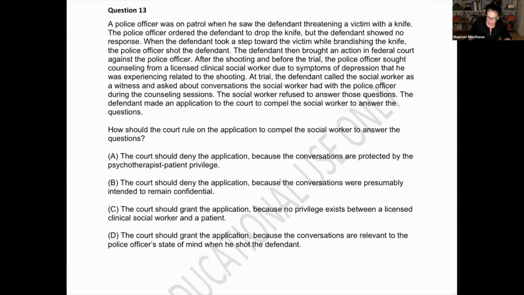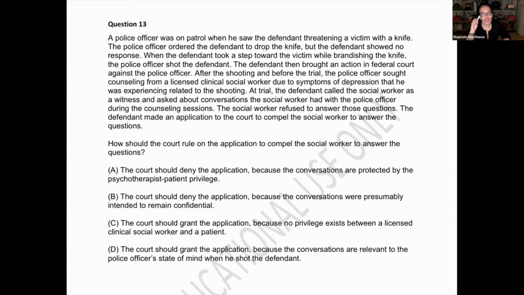How should the court rule on the application to compel the social worker to answer the questions? Social worker here, this one's a little trickier, I think. A police officer was on patrol when he saw the defendant threatening a victim with a knife. The police officer ordered the defendant to drop the knife, but the defendant showed no response. When the defendant took a step toward the victim while brandishing the knife, the police officer shot the defendant. The defendant then brought an action in federal court against the police officer. After the shooting and before the trial, the police officer sought counseling from a licensed clinical social worker due to symptoms of depression that he was experiencing related to the shooting.